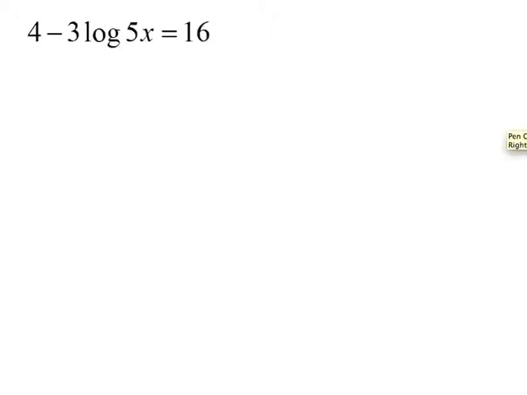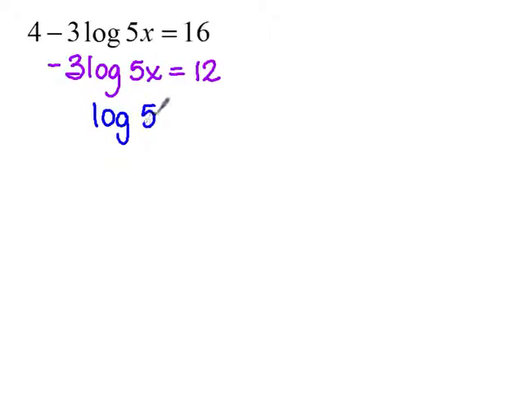All right, let's look at another one. This is just like the very first one we looked at. What's the very first thing I'm going to do? Minus 4. You want to isolate the logarithm, so we have to subtract the 4 first. On the left side, I'm left with -3 log of 5x equals 12. Next, divide by -3. So I end up with log of 5x equals -4.